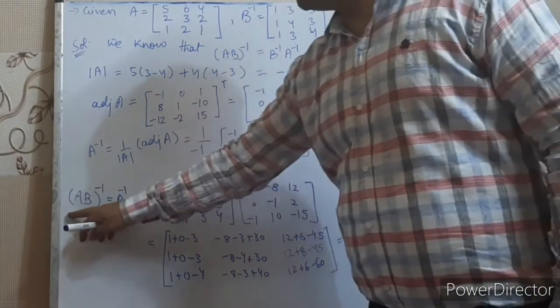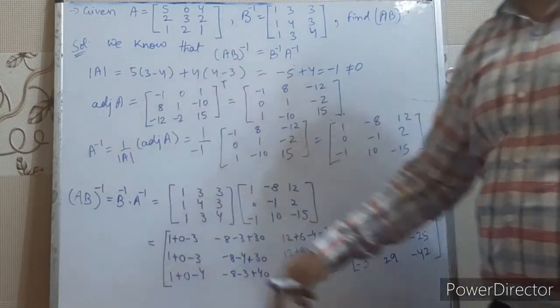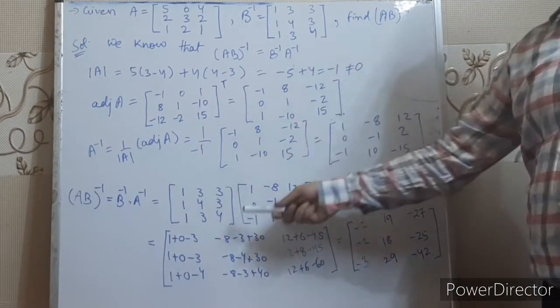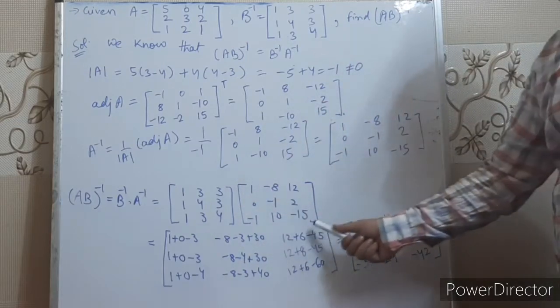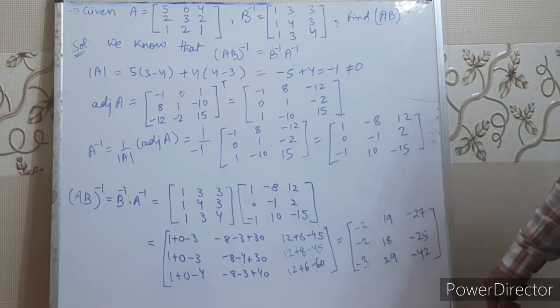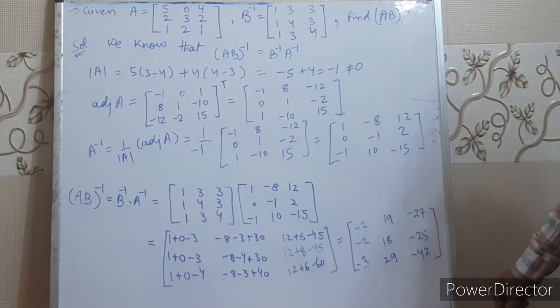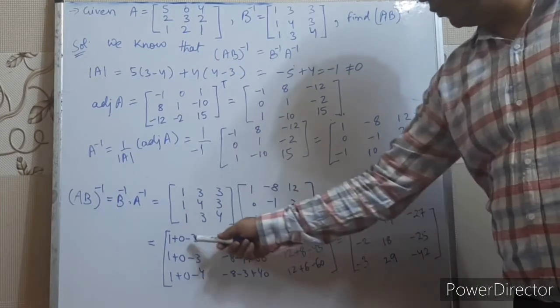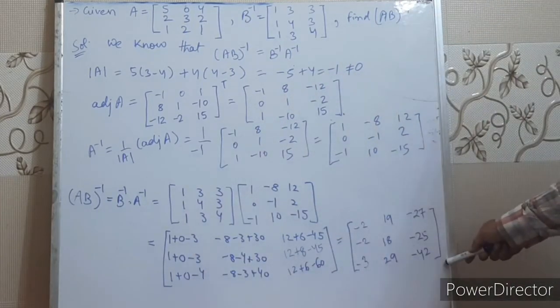Now applying the theorem, the inverse of AB is B inverse into A inverse. The value of B inverse is this matrix. The value of A inverse we have calculated, and we can see that both are square matrices of order 3. That means multiplication is possible. Children, we know how to multiply row by column. So when we do that, we'll get this matrix.